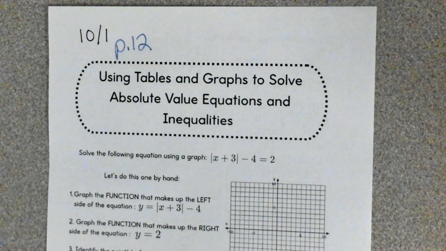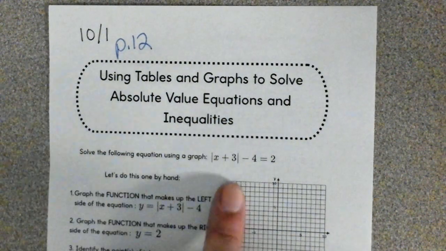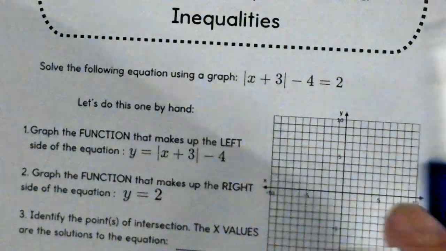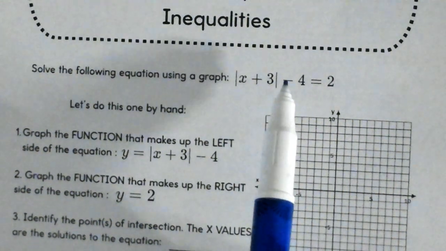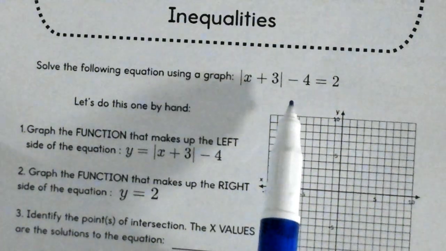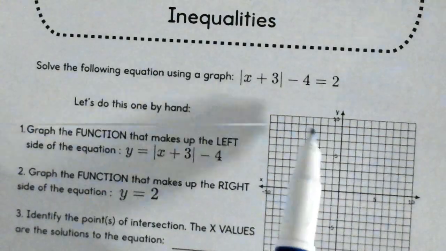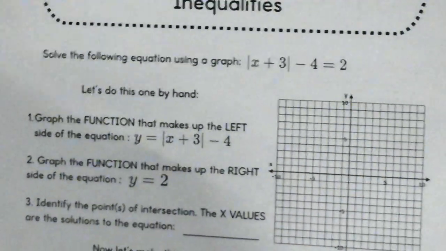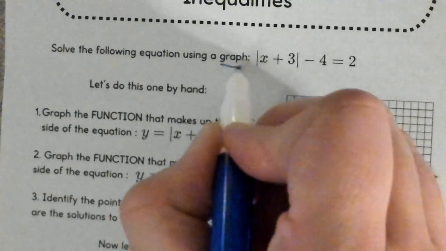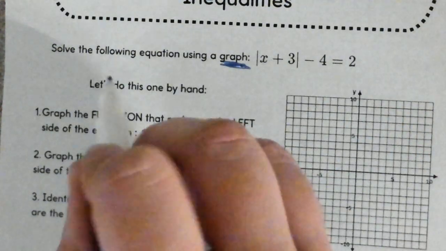Okay. All right, so let's say we want to solve this equation. Absolute value of x plus 3 minus 4 equals 2. We could do that by hand, right? You'd add 4 to both sides, then you split into your positive and negative path, okay? But if we do this using a graph, here's how we would do it.